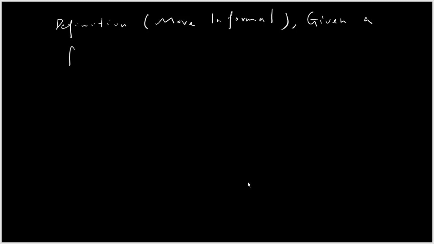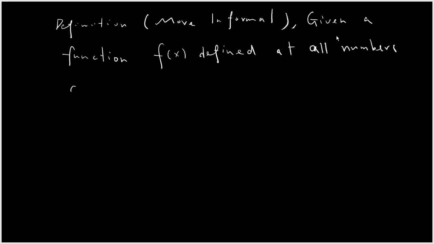Given a function, so just copy it down. I will make more comments later. Everything is going to be clear. So, given a function, let's say f of x, defined at all numbers close to a, the number a. So just copy it down. Very shortly, I'm going to make more comments.